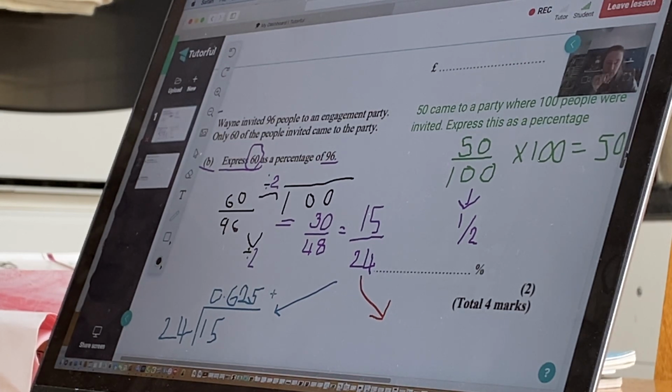So to get a percentage, we times it by 100. 0.625 times by 100 is 62.5%. Yeah, brilliant. I was 10% off. You were only 10% off. See, I knew that, and I was like, you're really close. Yeah, I knew you were really close.